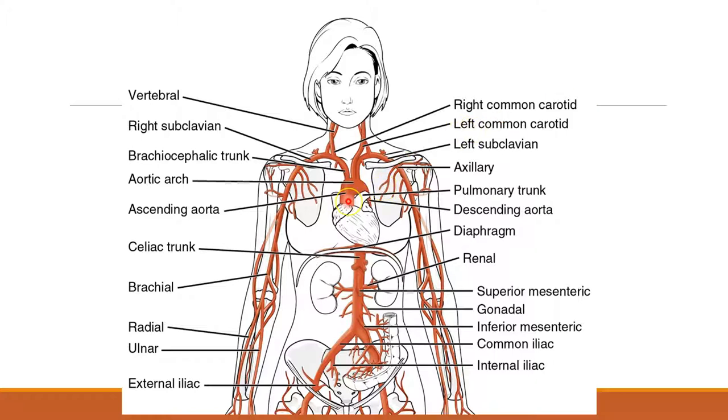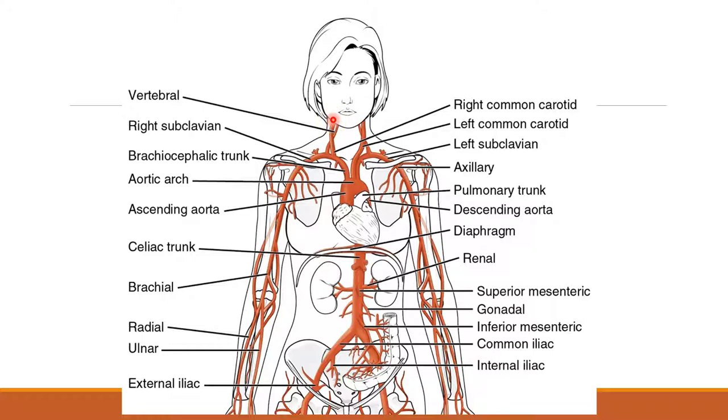All right, so let's visualize blood leaving the body and going to the head. Let's say that blood is going to the right side of the head. It would go up the ascending aorta to the aortic arch, up the brachiocephalic artery, and then up the right common carotid to get towards the head.